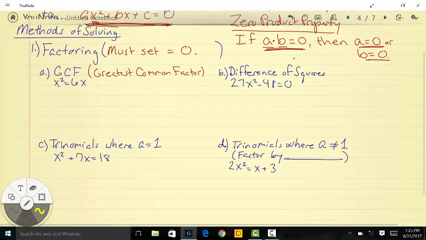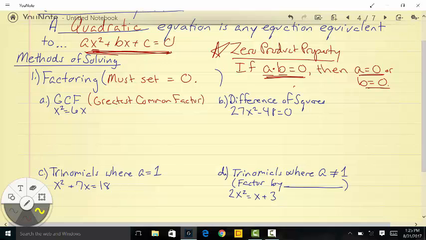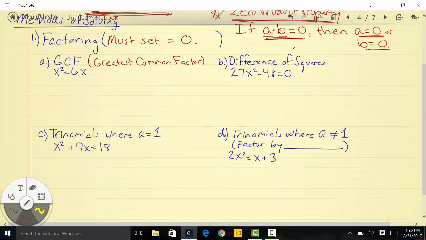So to do the GCF method, we're going to first set it equal to 0. We have to set it equal to 0, that way we can take advantage of this zero product property. So to get this set equal to 0, we're going to minus the 6x over. X squared minus 6x equals 0. And then we're going to factor out what they have in common. X squared and 6x both have the presence of an x. So we're going to take an x out. X squared divided by x is x. And 6x divided by x is just 6.